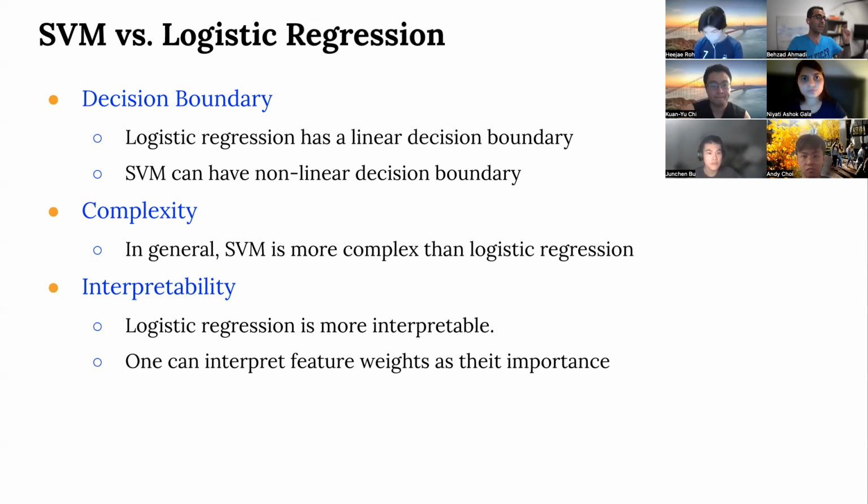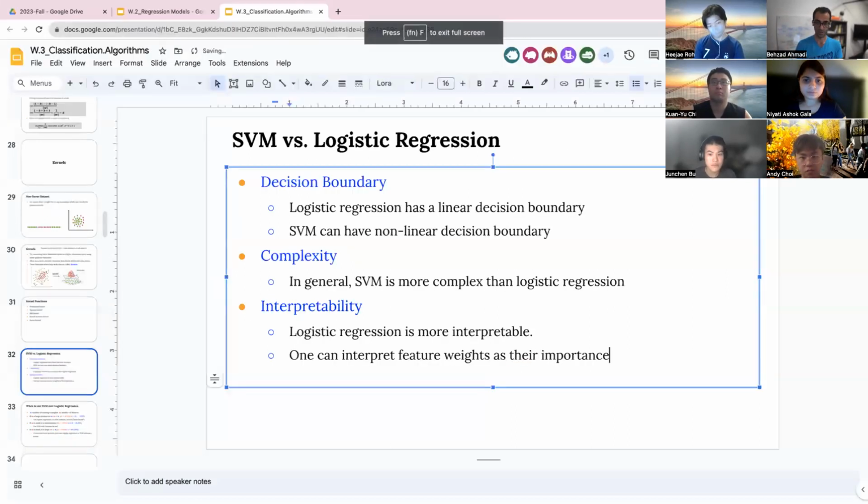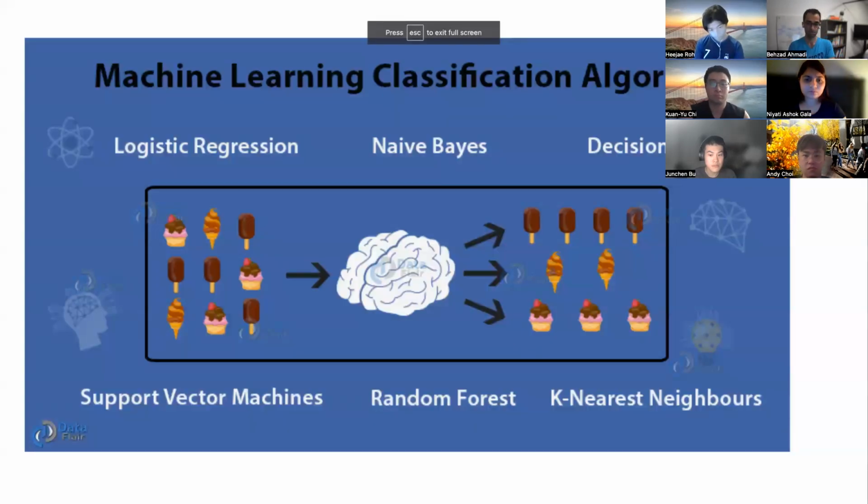So you can say, hey, it looks like my weight on W3, X3 is larger, so my third feature is more important. You cannot do that here. Hence, that makes SVM less interpretable. Again, because you can interpret the feature weights as their importance in logistic regression, but you cannot do that for SVMs.